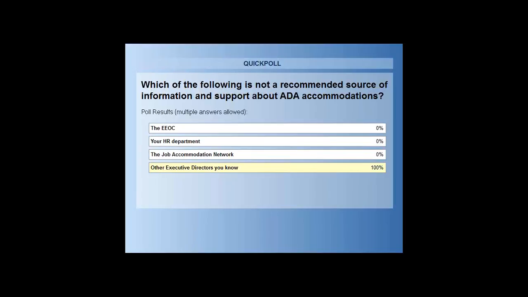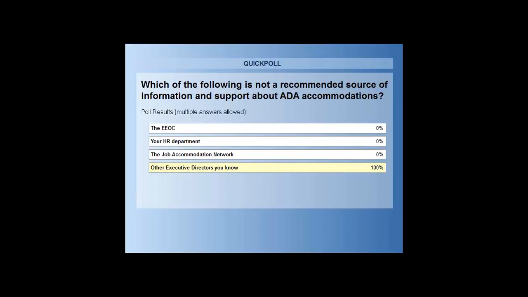Okay, Kelly, you want to go ahead and read off the response rate too, because it's not displaying. Oh, okay. So everybody picked D, other executive directors you know. Awesome. So 100%. Great. So glad that message came through loud and clear.